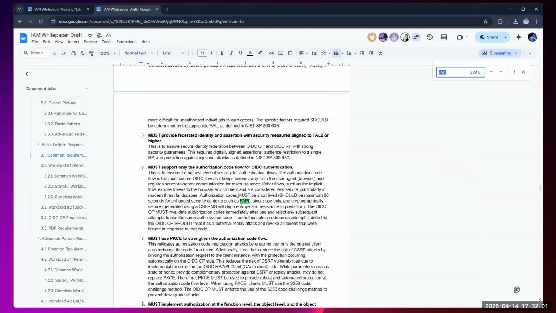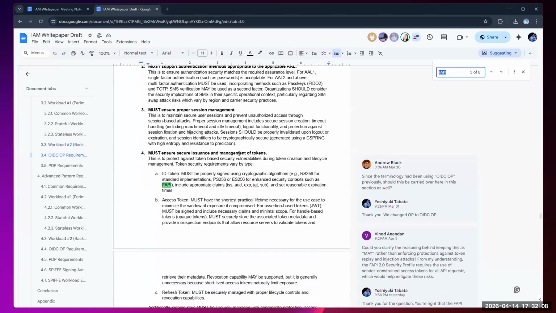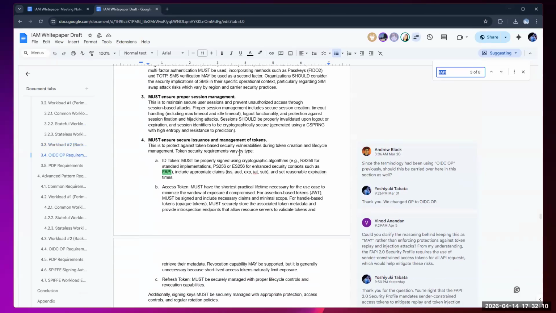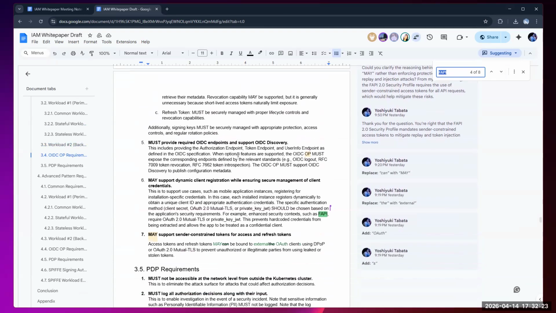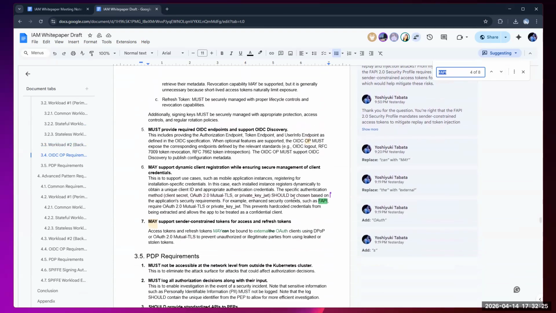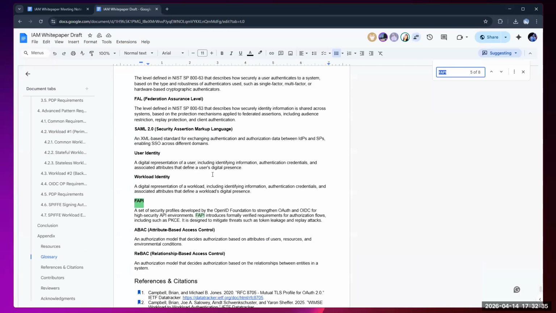Regarding the authorization length of authorization code. Regarding the signature algorithm of the ID token. And regarding the client authentication methods. Yeah, that's all I think.